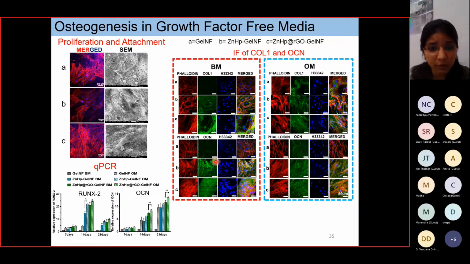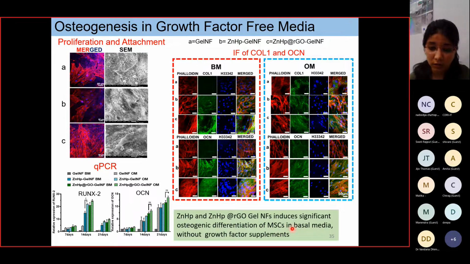Similar results were obtained for the OCN immunofluorescence studies, which showed that even in the absence of the osteogenic media, in the basal media, the zinc ions and the presence of these nanofibers aided in the MSC differentiation. So we saw a significant osteogenic differentiation of MSCs even in the basal media without any growth factors.